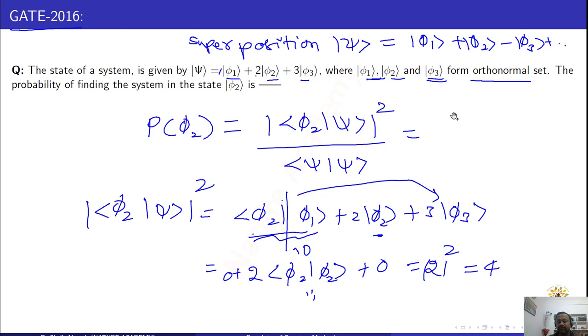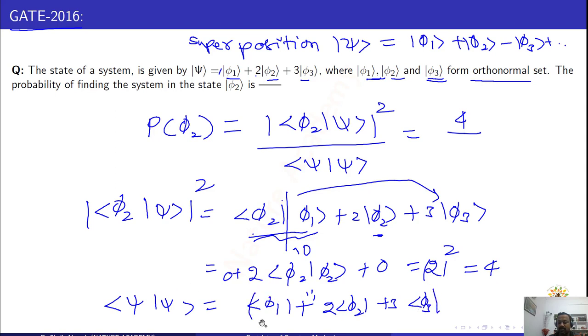So in the numerator you get 4. Now what is the normalization constant here, psi into psi? I will calculate it here. It will be the bra vector phi 1 plus 2 bra vector phi 2 plus 3 bra vector phi 3. This is one function, and you apply psi on it, that is phi 1 plus 2 phi 2 plus 3 phi 3. When you calculate this, phi 1 phi 1 is orthonormal, so you get 1. As a result, this is 1 square plus 2 square plus 3 square, that is 1 plus 4 plus 9, which is 14. So the answer is 4 by 14, that is 2 by 7.